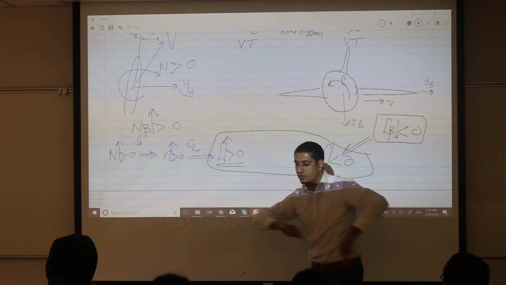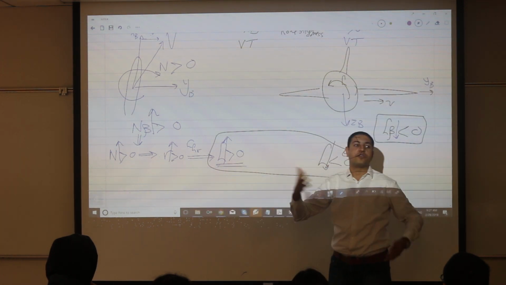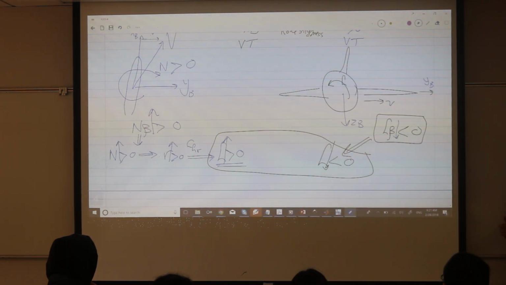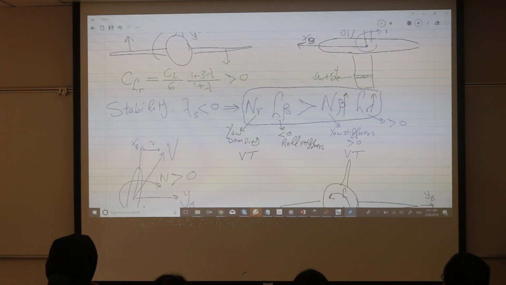It will depart. It will cause a spiral. Keep rolling. And of course, if you keep rolling, you will lose altitude. So this is your spiral. This is what we call the spiral mode. And you can see now the approximation is very essential to tell us this story.